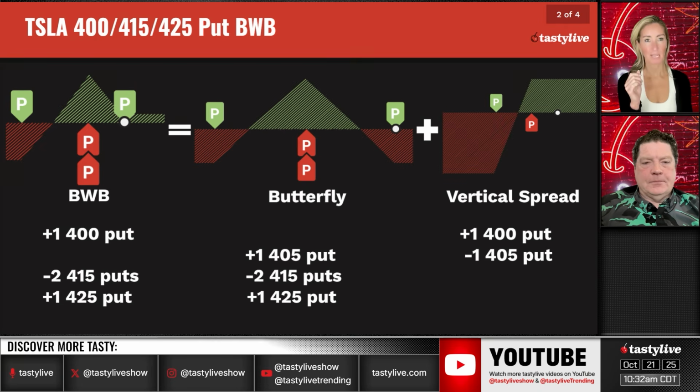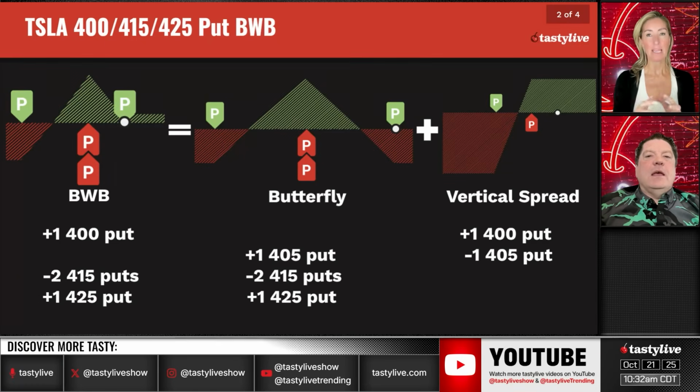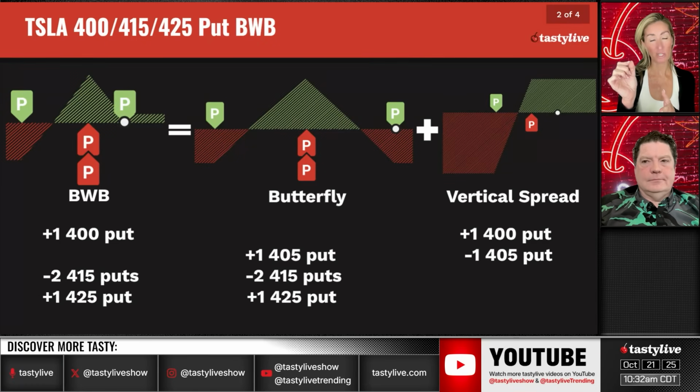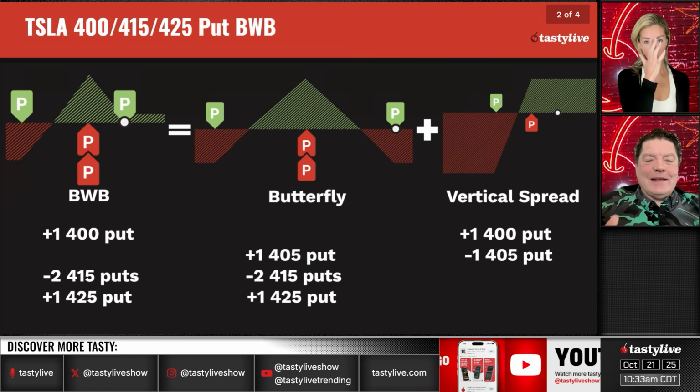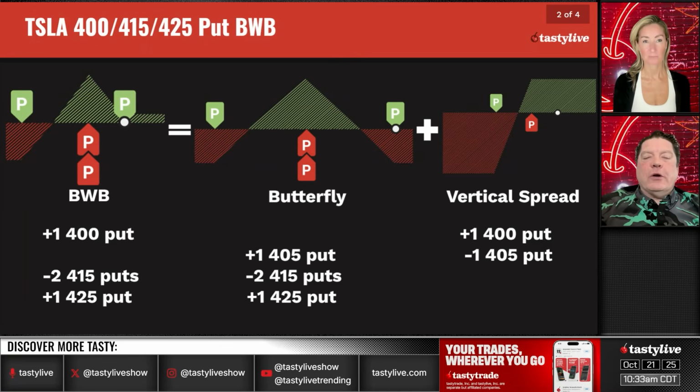And in this, TP, you're going to correct me if I'm wrong. Butterflies, you're paying for them. Broken wing butterflies, you're taking in a credit. And by taking in a credit, you're actually adding a little bit more risk, you can see, to the one side, but it's the side that you want the risk on. Yes, that's exactly right. And where does that credit come from, Liz?